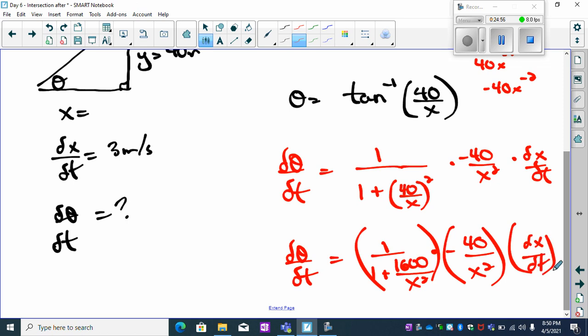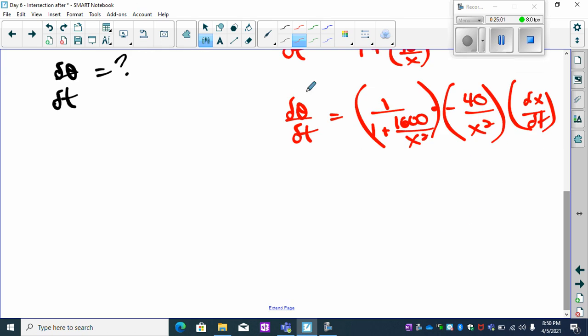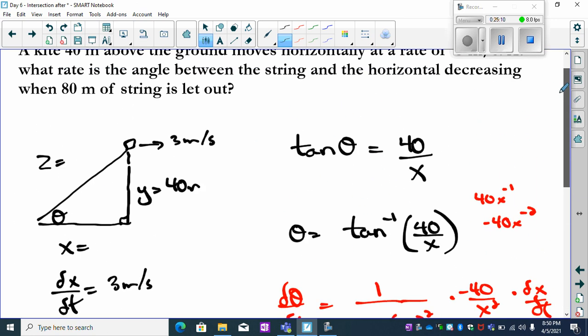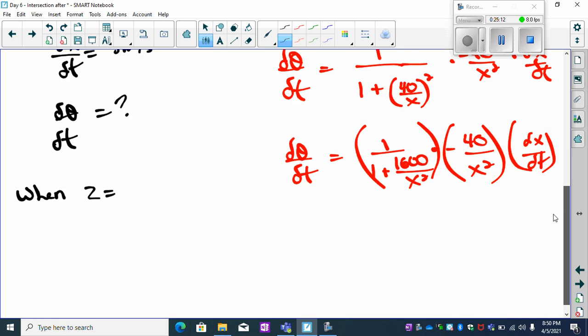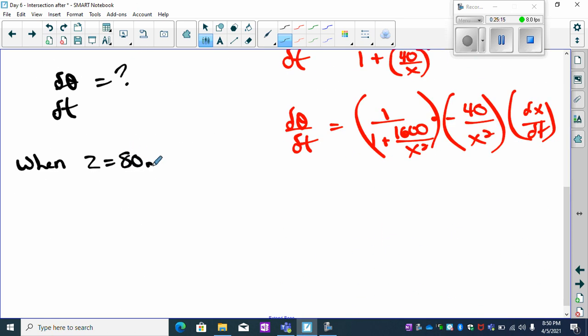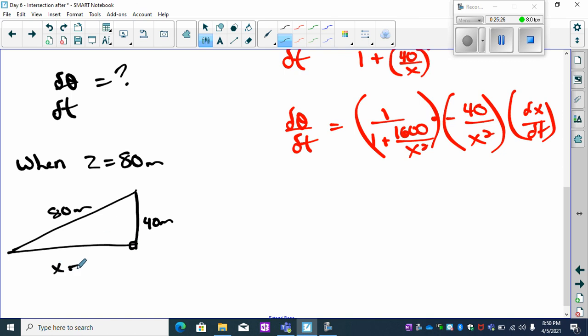over dt. All right, now in order to solve this, I need to find x. Well, I can find x when z is equal to, how much string was let out? When z equals 80, when there's that much string left out, this is what my triangle would look like, 80. Remember, the height is always 40. So I could find x, no problem. How? Pythagoras.